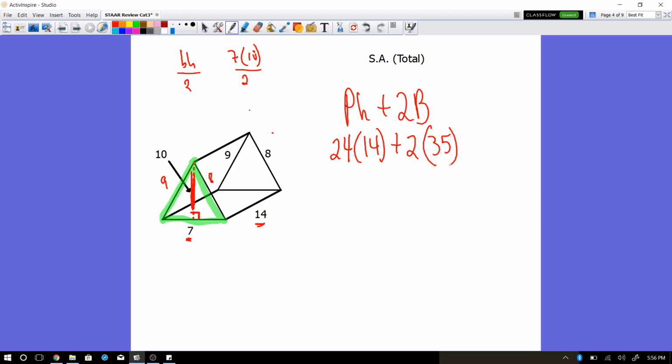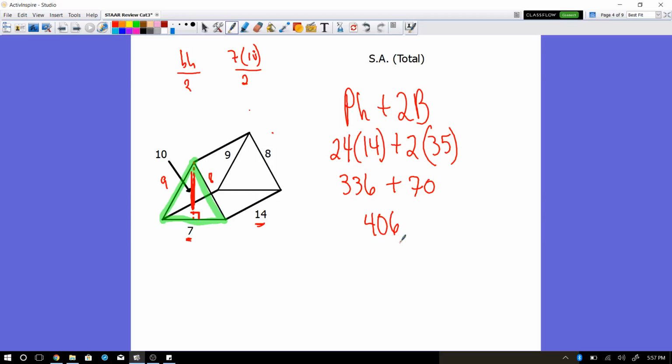We solve each of these sections separately. 24 times 14, 336. Keep in mind, I'm doing all this with a cell phone right now. 2 times 35 is 70. So my point is that I'm using a cell phone. It's not because I'm magical. It's because the math is so simple and laid out that we can do all of it on a cell phone. So 336 plus 70 should be 406.